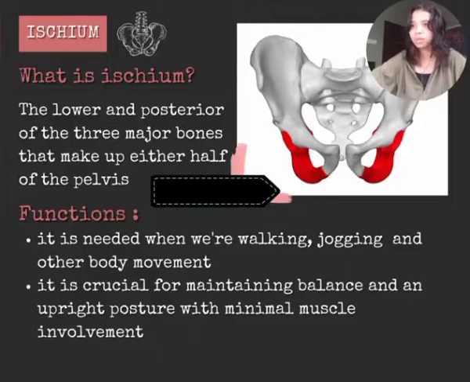The ischium is the lower and posterior of the three major bones that make up either half of the pelvis. It is needed when we're walking, jogging, and other body movement. It is crucial for maintaining balance and an upright posture with minimal muscle involvement.